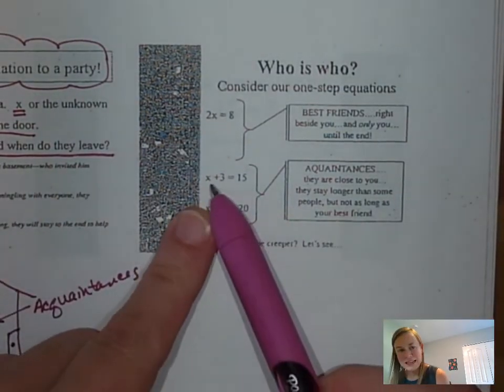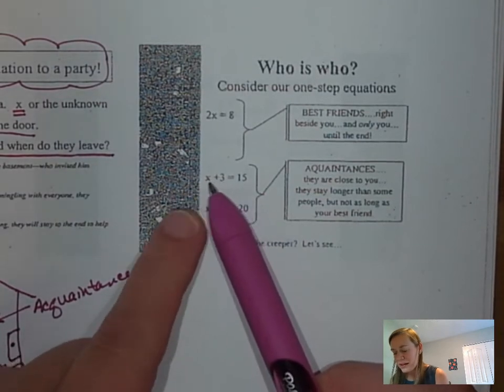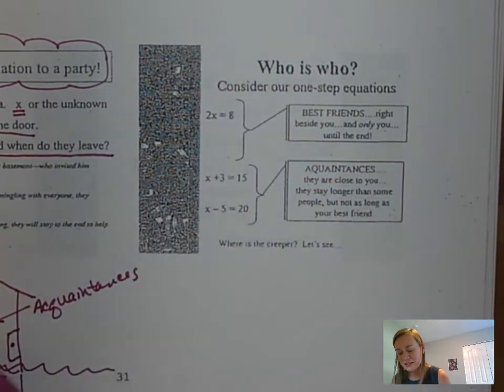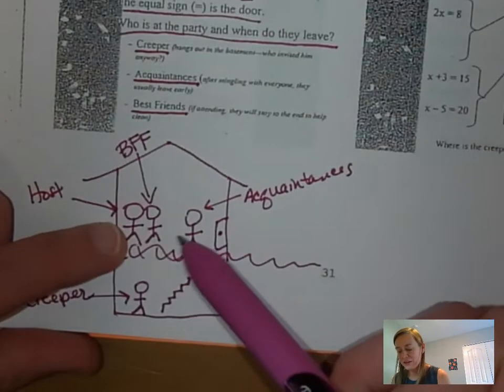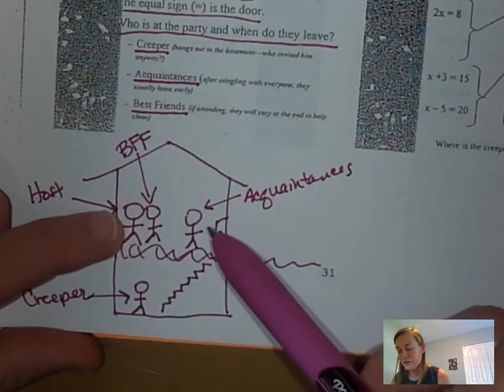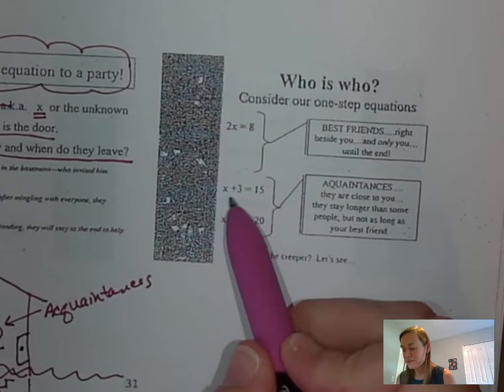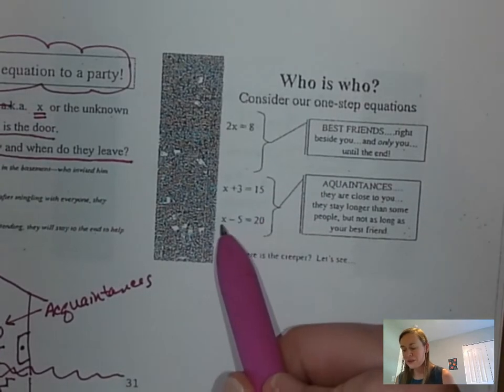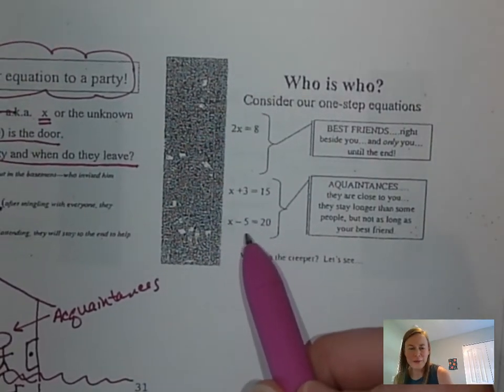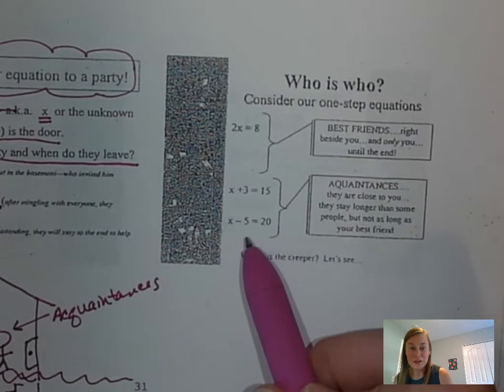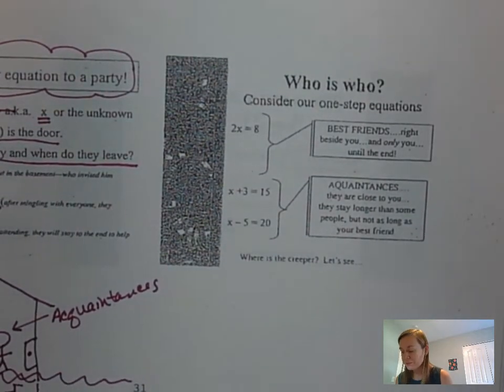And what about down here? The 3 is on the same level as the X, but kind of like over here, they're on the same level, but they're not right next to each other. So this is where we have an acquaintance. Same thing with this one. The X and the 5, they're on the same level, but they're not right next to each other, so it's still an acquaintance.